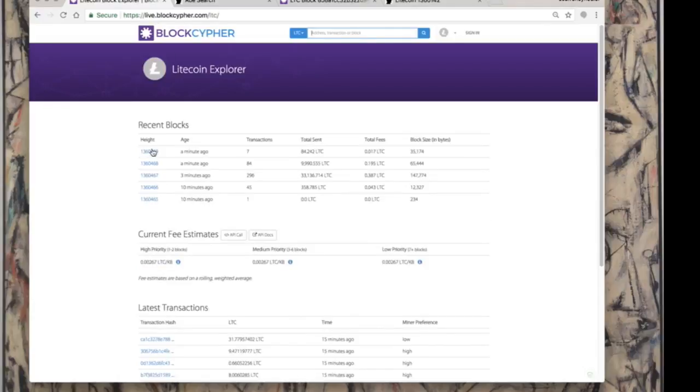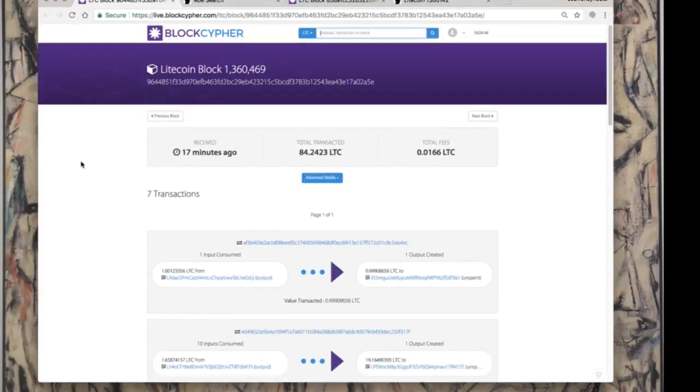All right, so I'm going to click on this right here. So this represents a block, and should give us, it's lagging. So here what we see is this block was received like 17 minutes ago. In this block, there were 84.2423 Litecoins total that were transacted and recorded. And this whole block contained a total of 0.166 Litecoin in fees. So that's what that's saying.